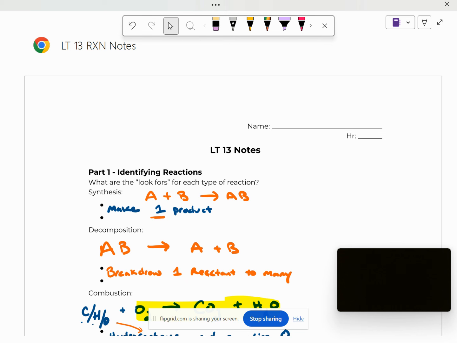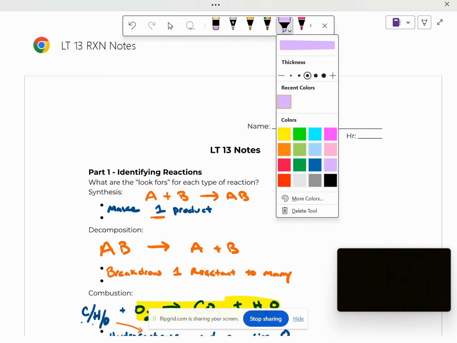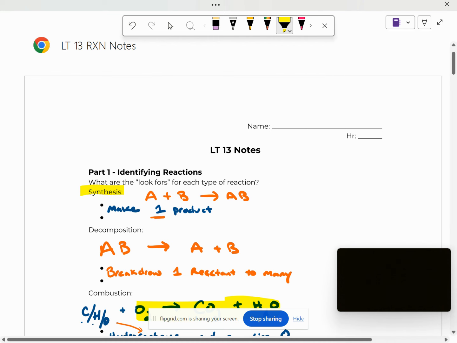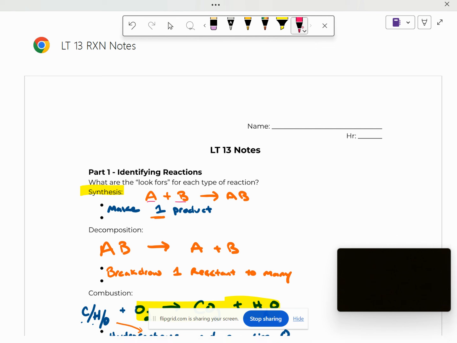So the first reaction that we're gonna talk about is called a synthesis reaction. Basically, what we're gonna do is combine two things: A plus B, whatever it may be, goes to AB. So an example of this would be something like Mg plus O2 makes MgO.